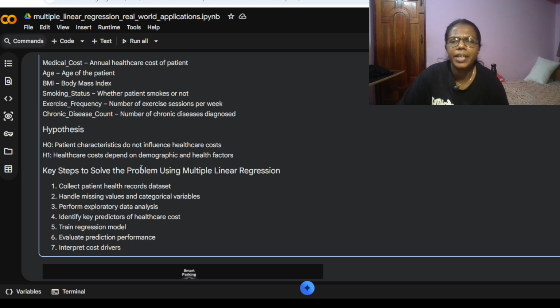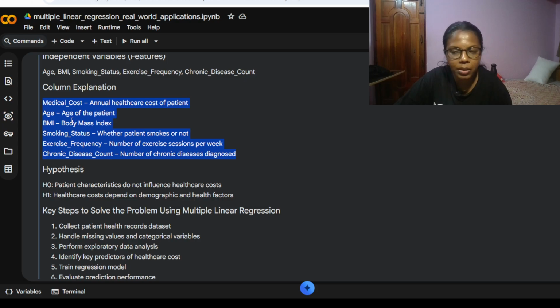So in this, what could be my null hypothesis? Patient's characteristics do not influence my healthcare cost. Now, what could be the alternate hypothesis then? If the null hypothesis is that it is not going to affect the healthcare cost, what could be my alternate hypothesis? Healthcare costs depend on demographic and health factors. So, absolutely for this kind of problem, it is going to have a relationship. It is going to influence. So, the alternate hypothesis is going to work.